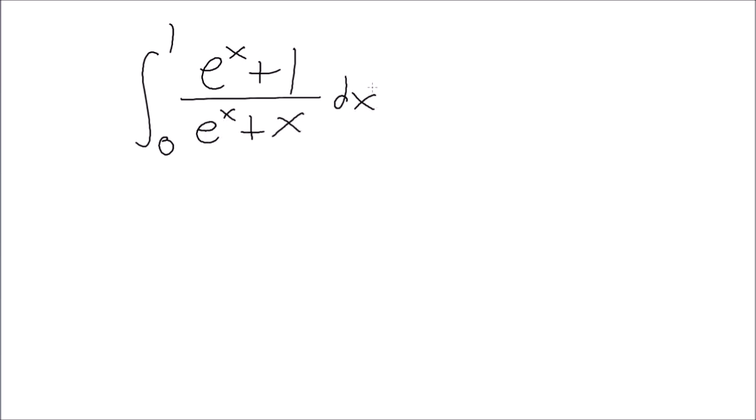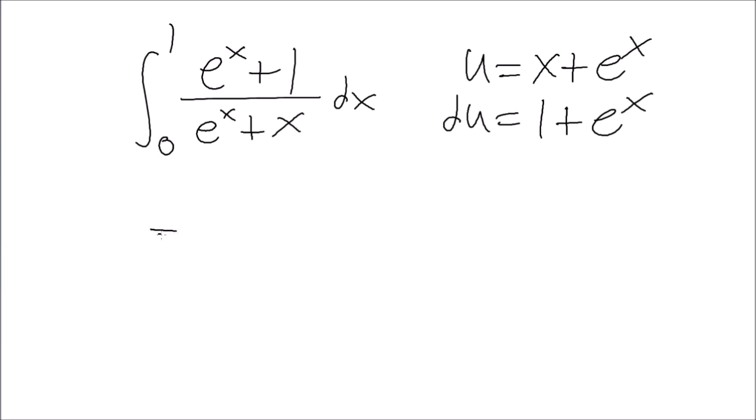From 0 to 1, e to the x plus 1 over e to the x plus x. What's my u? Oh, so u is equal to x plus e to the x, right? Because you will develop that habit of mentally seeing, oh, if I derive this, it becomes this, which is exactly what I want. U is equal to x plus e to the x. Du is equal to 1 plus e to the x, which is what we have here. Awesome. So this is just du over u.